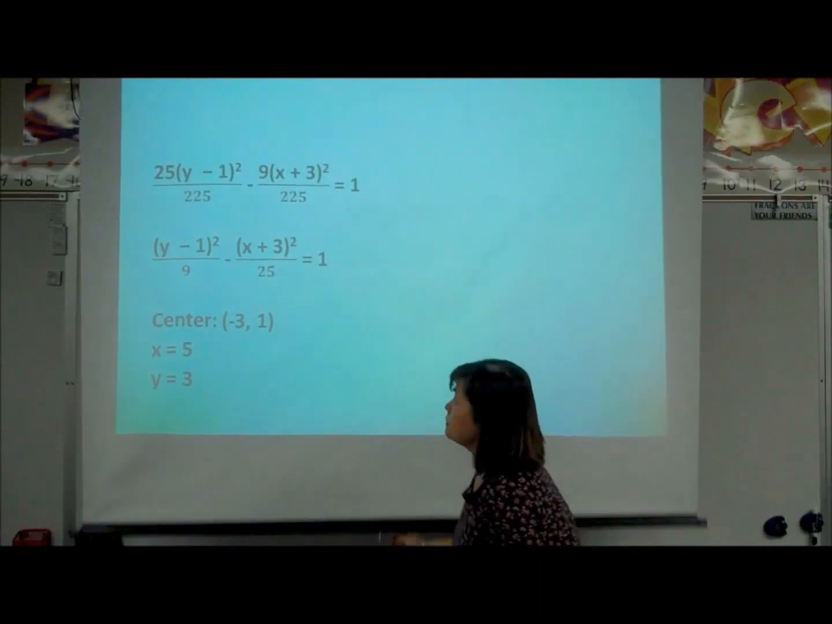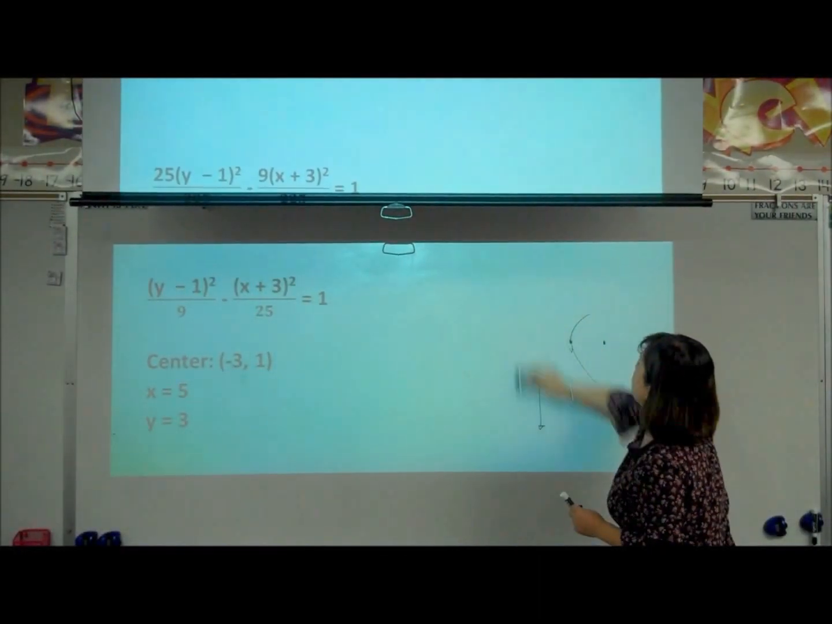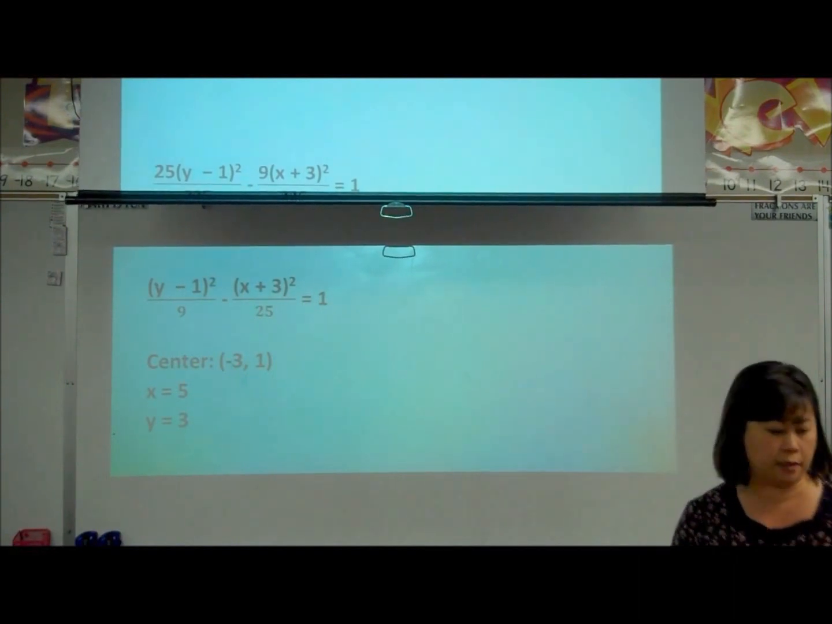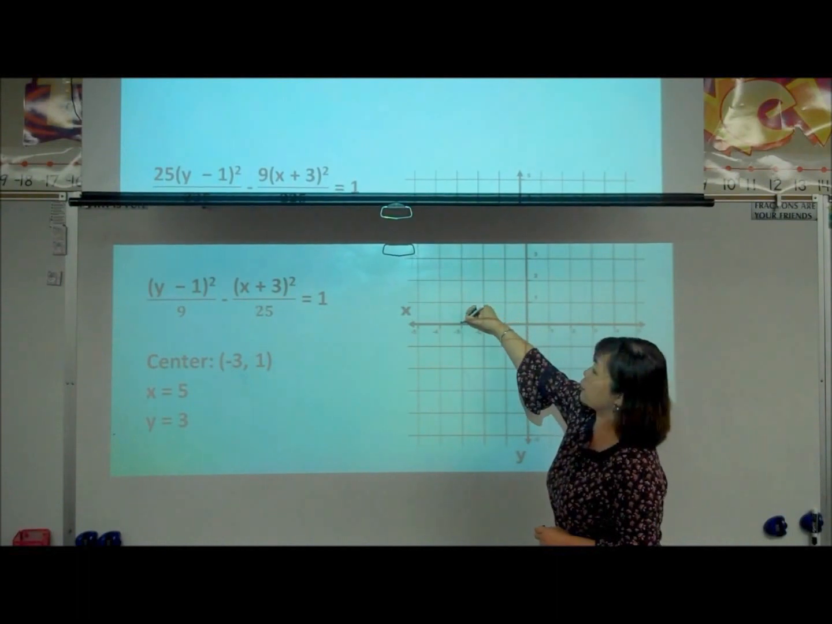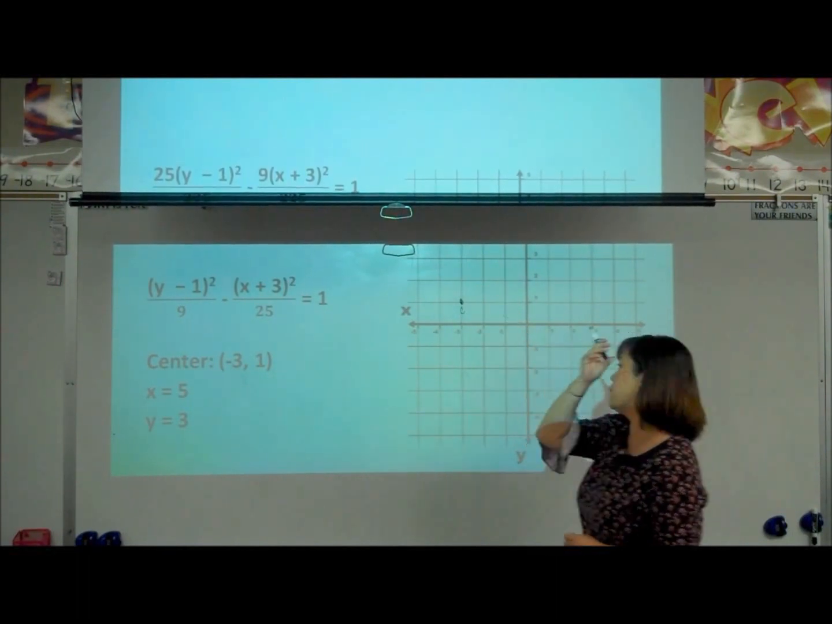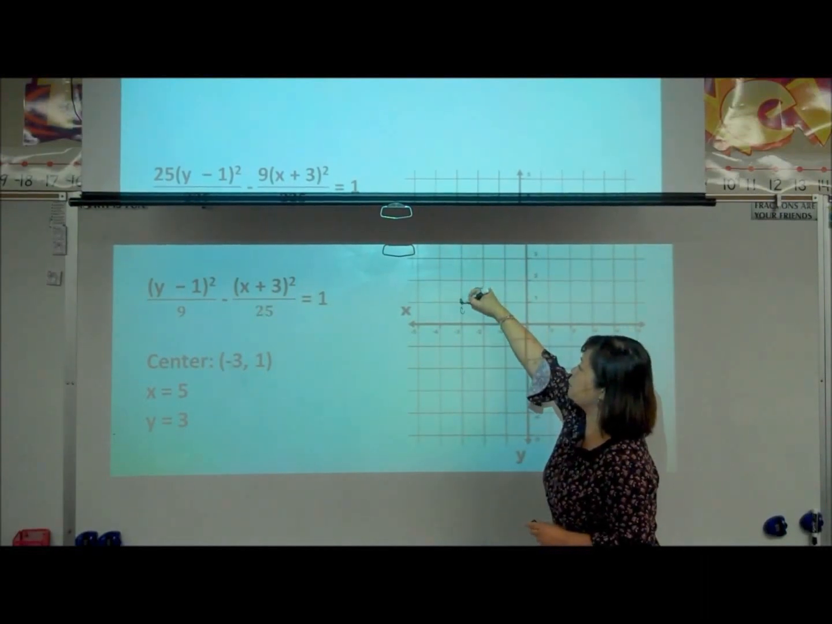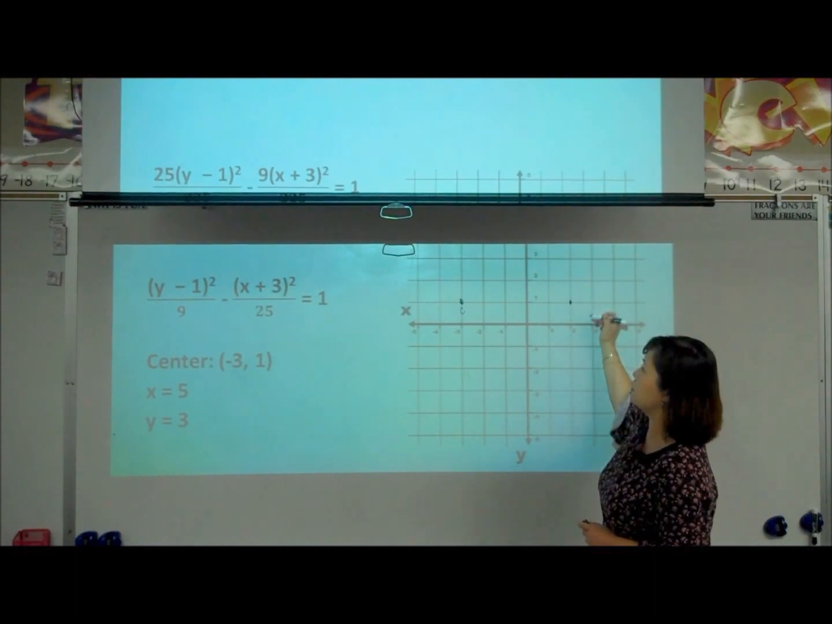So we're going to take this. And the center is negative 3. Oops. Let me erase this. And we need the grid. Okay, so negative 3, so it's 1, 2, 3, positive 1. So here's my center. I'm going to put a C for center. And then for the x-axis, it's 5 to the left and right. So it's 1, 2, 3, 4, 5. That's one of the vertices.